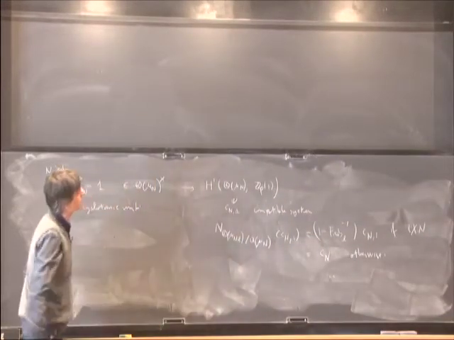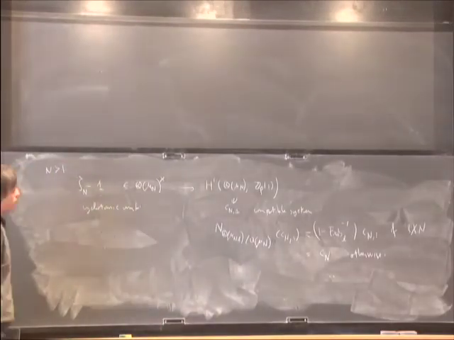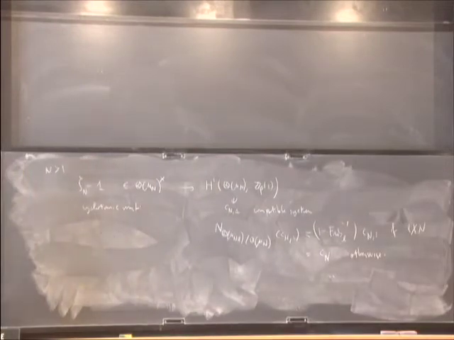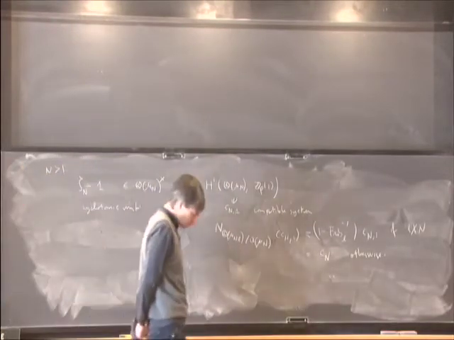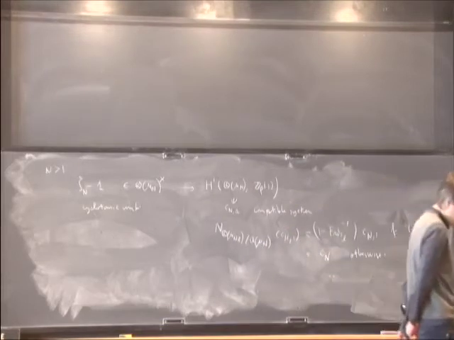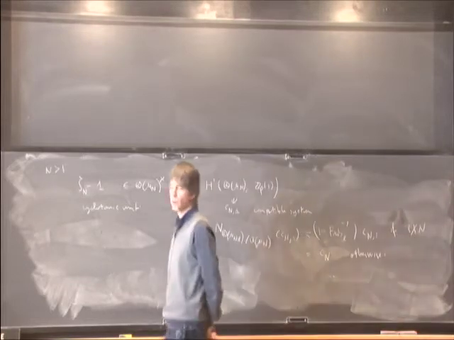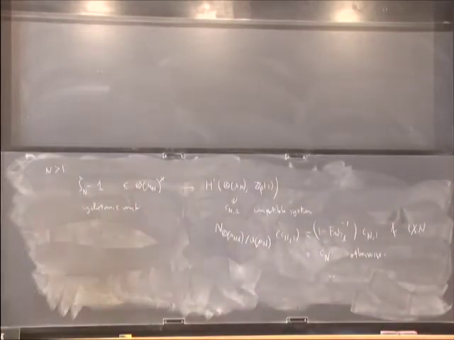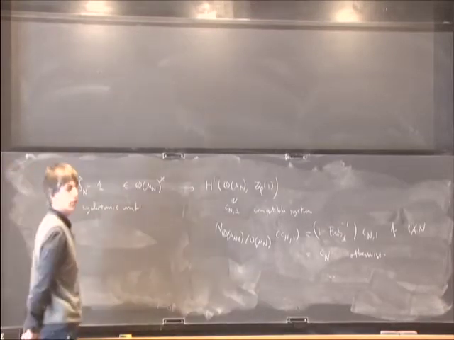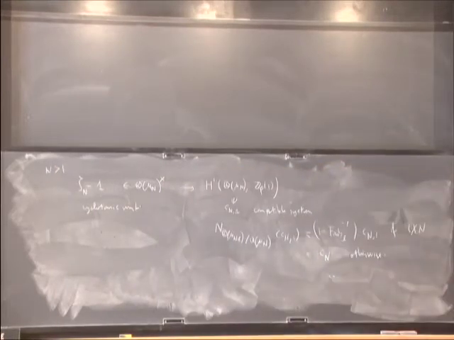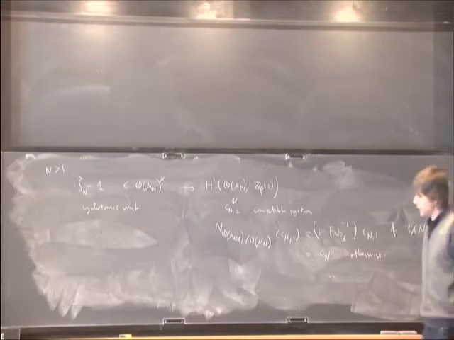And this compatible system of elements has been used by Rubin to prove one divisibility towards the main conjecture, and then using the class number formula, he could deduce the full main conjecture. And as has been recalled by Chris, one can also prove the main conjecture by proving the opposite divisibility using Eisenstein congruences.